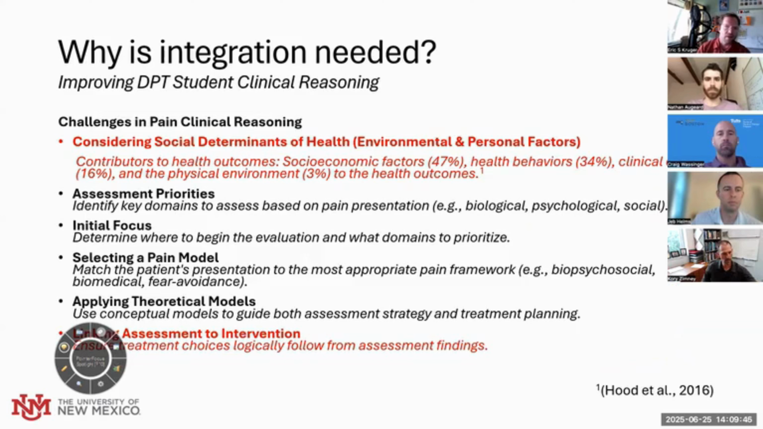Additionally, here's another reason why I've thought about this a lot, and it's kind of front and center in terms of improving DPT clinical reasoning around pain: social determinants of health. There's a study from a couple of years back looking at public health outcomes, where socioeconomic factors and health behaviors account for by and large the largest proportion of health outcomes, with clinical care following third, quite a bit far behind those two major factors.